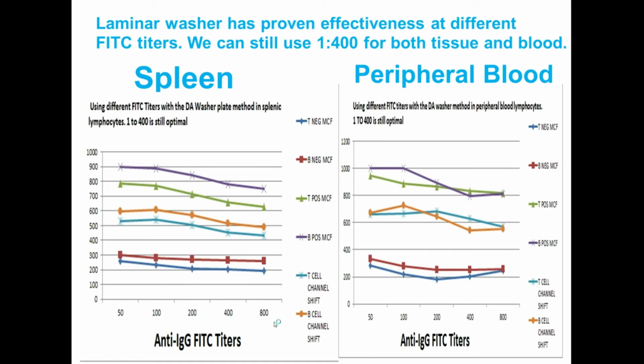If we look at the left and right graph, the purple line represents the B-positive control MCF. The green line represents the T-positive control MCF. The orange line represents the B-cell channel shift. The light blue line represents the T-cell channel shift. The red line represents the B-negative control MCF, and the blue line represents the T-negative control MCF. The data concluded that there was minimal loss of FITC signal at 1 to 400 in both the spleen and blood-derived cells.